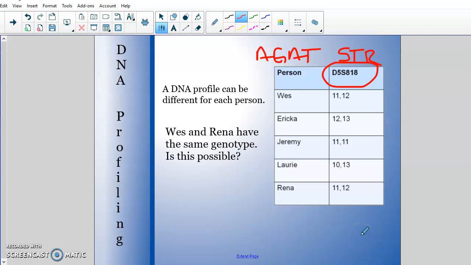Okay? So when you're looking at this, not everybody has the same number of repeats. However, we can see that Wes and Raina do. So if we were looking at that and only this one STR, their DNA would look the same. Okay, but we already said that DNA is individual, which means nobody has exactly the same DNA. So let's kind of show you why.